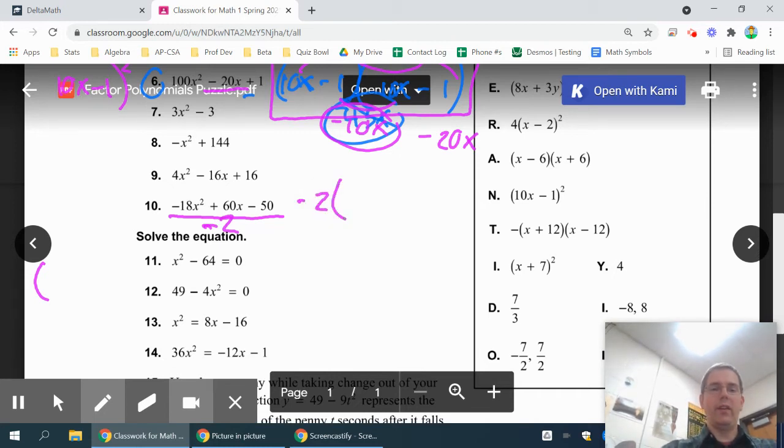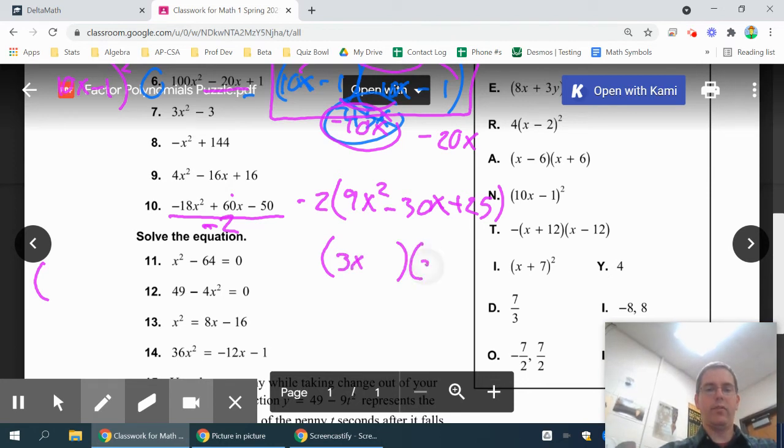And then negative 18 divided by negative 2 is 9x squared. A positive 60 divided by negative 2 is a negative 30x. And then a negative 50 divided by negative 2 is a positive 25. So that's what I have so far. Now, what times what makes 9x squared? Well, that's going to be 3x and 3x. What times what makes 25? That will be 5 and 5. So that's a 3x minus 5, 3x minus 5. Stick the negative 2 in front. So I have a negative 2, then a 3x minus 5, parentheses squared.